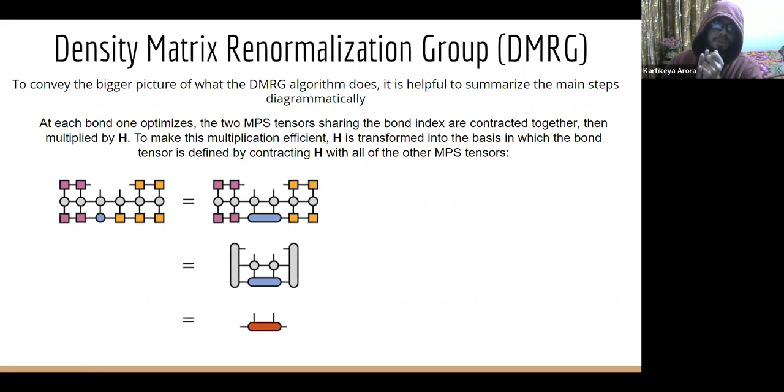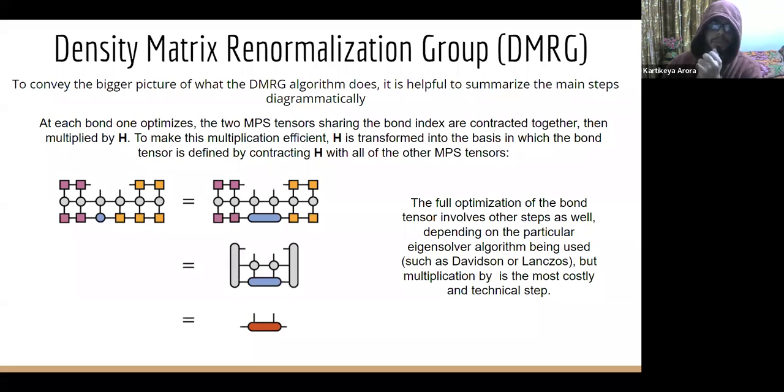Now, what we are trying to do is incorporate all the physical properties of these bonds, of the interactions, and of the system into this initial guess to formulate it into the optimized ground state of the system. So it is basically a variational optimization algorithm. For those of you interested in the computational complexity, we use the Davidson or Lanczos algorithm as an eigensolver here. But the most costly step here is the multiplication only.